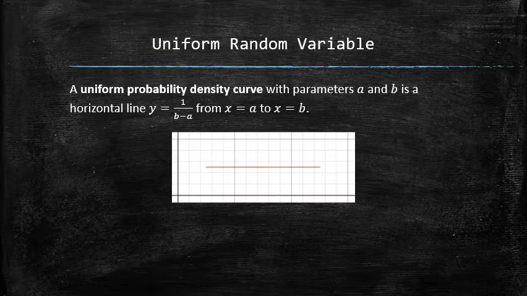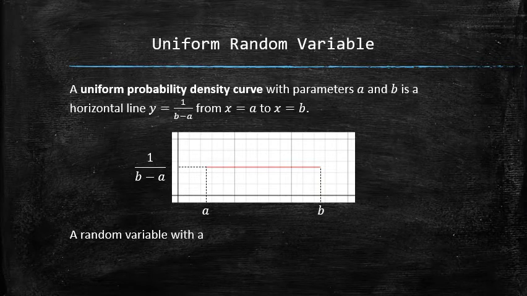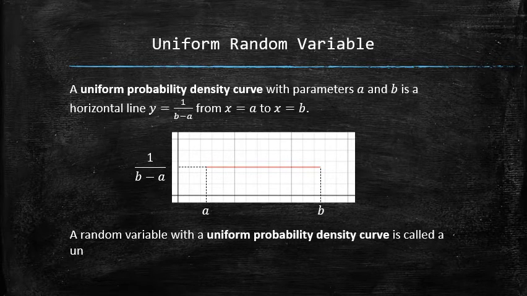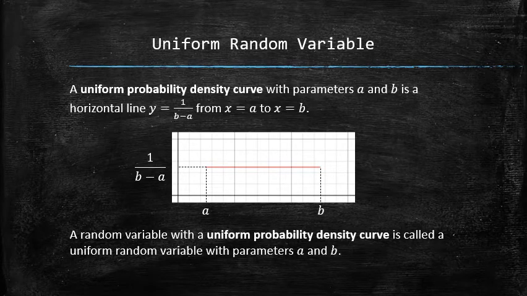The line is 1 over B minus A units above the x-axis and only covers the values from A to B. A random variable with a uniform probability density curve is called a uniform random variable with parameters A and B. We adopt the following notation to denote a uniform random variable with parameters A and B.